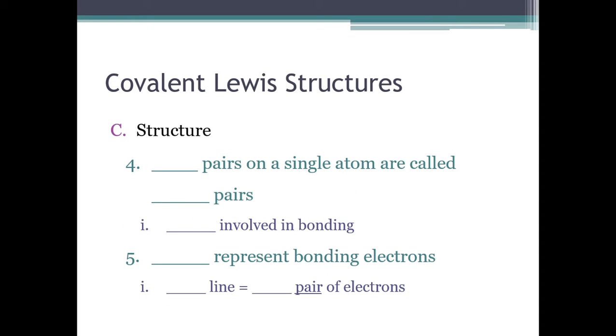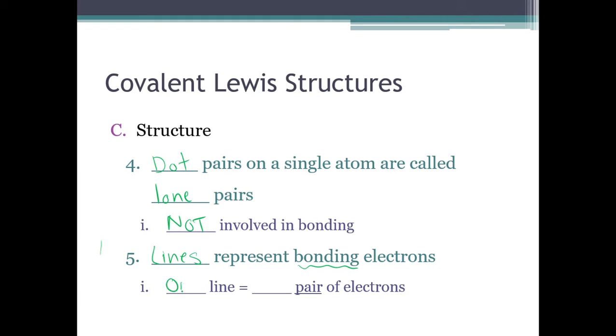There are a couple of different things you can see in a Lewis structure. Besides just the element symbols, you may also see pairs of dots, dot pairs, on single atoms. Those are called lone pairs because they belong to one single lone atom. These are not involved in bonding. They're just kind of along for the ride. You will also see lines which represent bonding electrons. The lines are involved in bonding. The lines are the bonds.